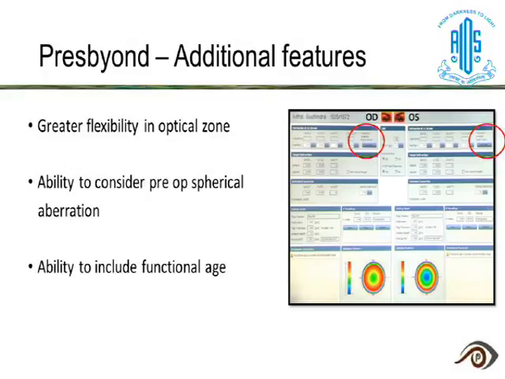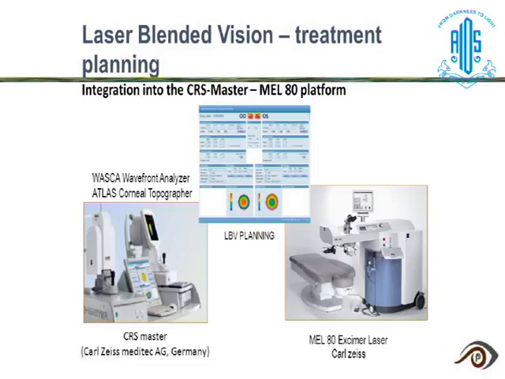If you see the target refraction in the end, it will be slightly different from the entry which we make. This is because of the changes made in the aberrations. And then you take the treatment from the software on a pen drive and put it into your MEL 80 or MEL 90 excimer system as you would do in other treatments.